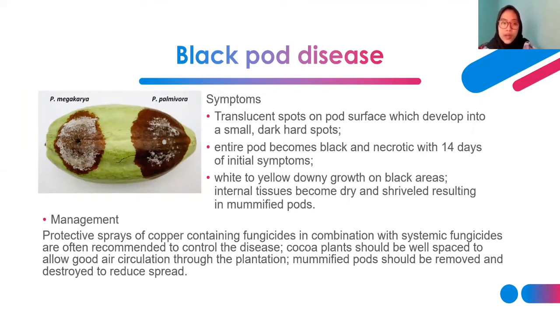And the management of this black pod disease: protective sprays of copper containing fungicides in combination with systemic fungicides are often recommended to control the disease. Cocoa plants should be well spaced to allow good air circulation through the plantation. Mummified pods should be removed and destroyed to reduce spread.